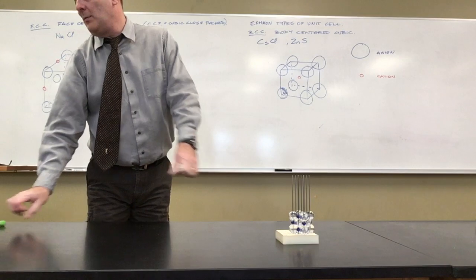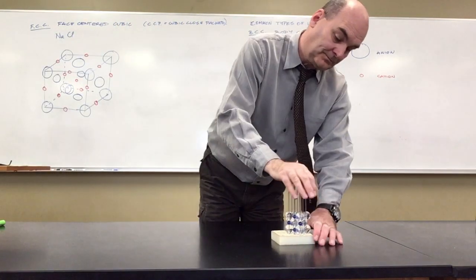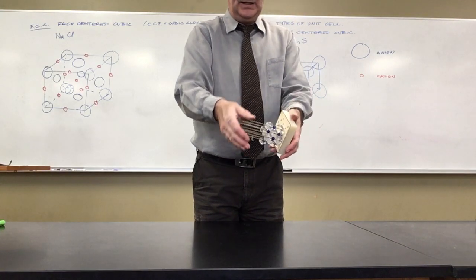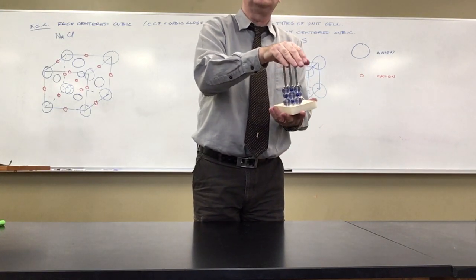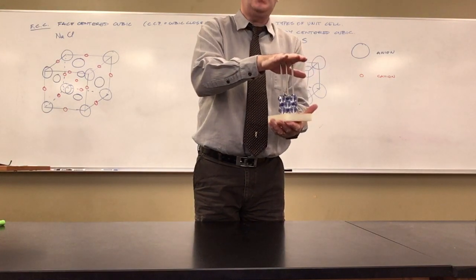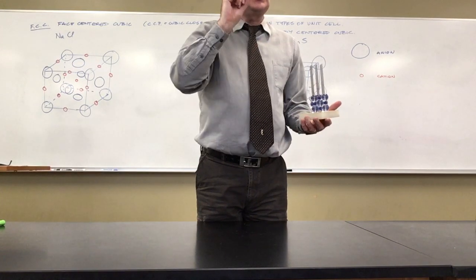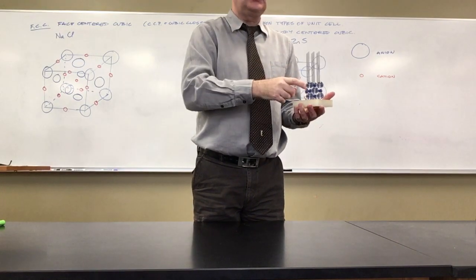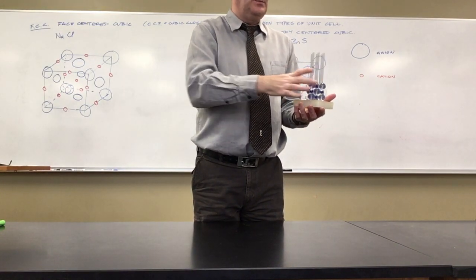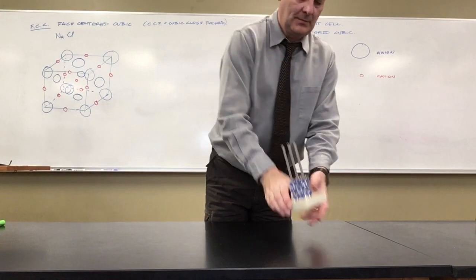Okay, can we imagine this structure with the little blue balls taken out? It would have no effect at all, right? It's the anions that have decided what this geometry is. The cations play a little role, we're going to get to that soon, but the anions dominate what the geometry is.